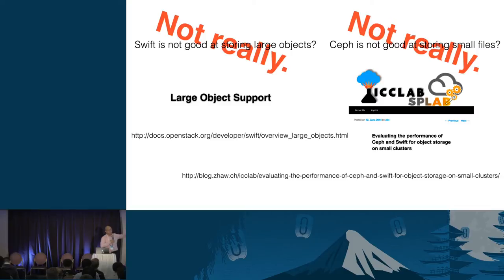So these two claims are not really true, because it depends on how you use your cluster, how you tune your cluster. For example, if we do not use the APIs for large objects in Swift, the performance of storing large objects is bad. But if we use it correctly, it is better. I did some tests. The bandwidth of the proxy server, 10 gigabits, almost reached its limit. So the throughput is not a problem for large objects.